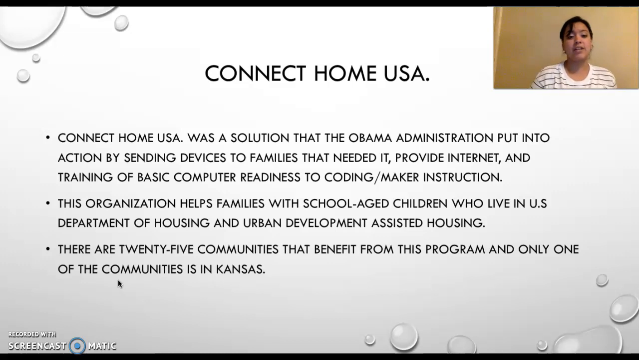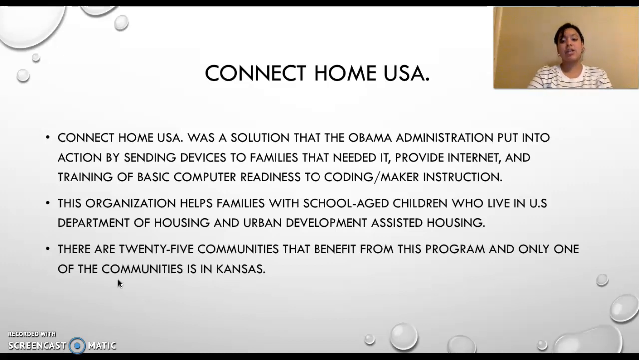Connect Home USA. This is a program that was considered a solution that the Obama administration put into action by sending devices to families that needed it. It also provided internet and training of basic computer readiness to coding and maker instruction.